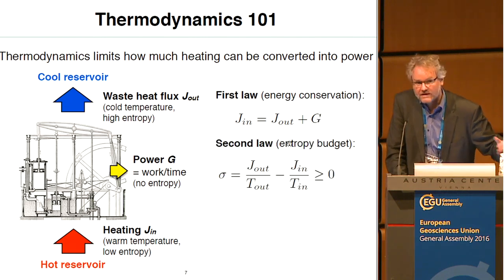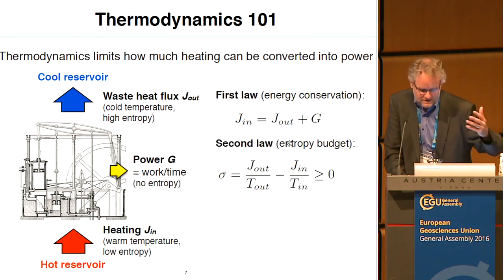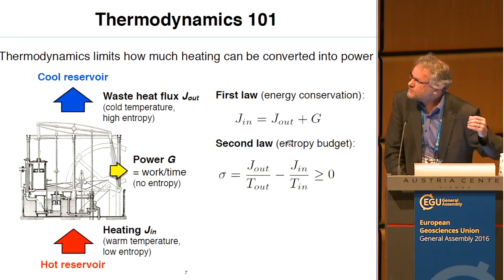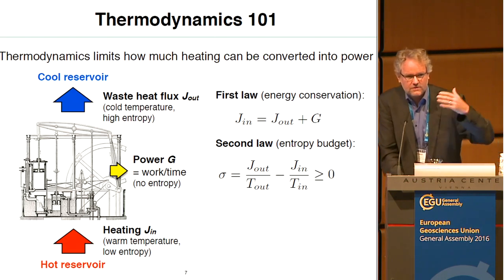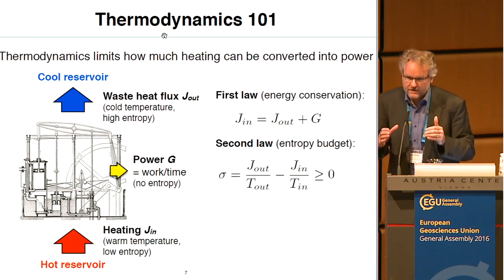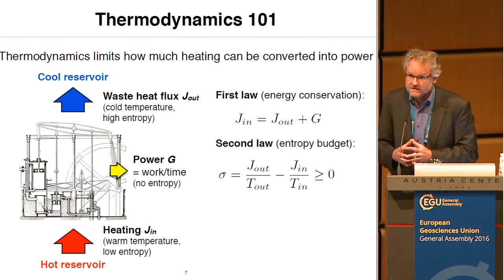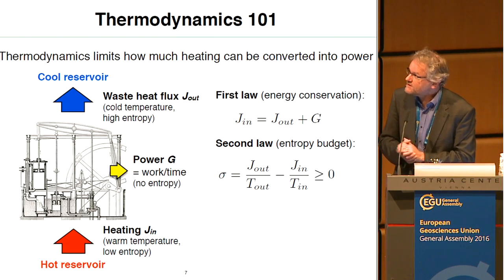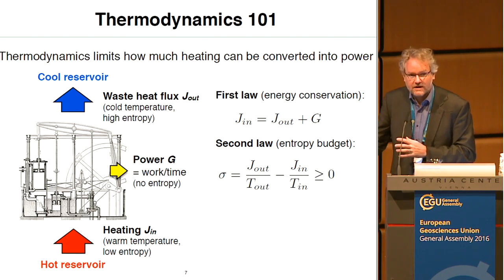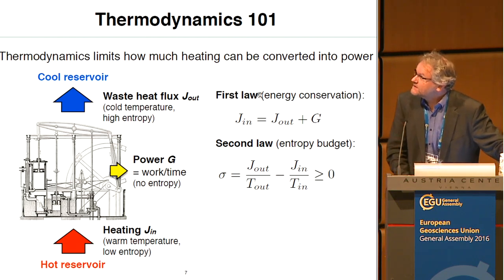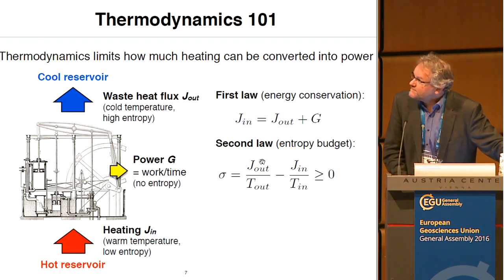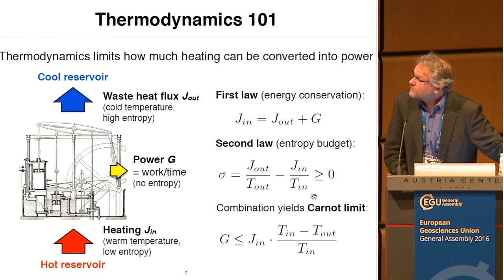Then the second law of thermodynamics enters in the form of an entropy budget. This is, unfortunately, a concept that is not very often taught, but it's really central. Usually you learn the second law for an isolated system, which means the entropy can only increase, it can't decrease. But when you have a system that is not in equilibrium, then you need to account for fluxes in and out. So you need to look at entropy exchange of the system. This is what is described here. Entropy leaves the system by this flux, and entropy enters the system, and so it puts a constraint. And then in the ideal case, this is equal to zero. And from that, you can infer what is called the Carnot limit.